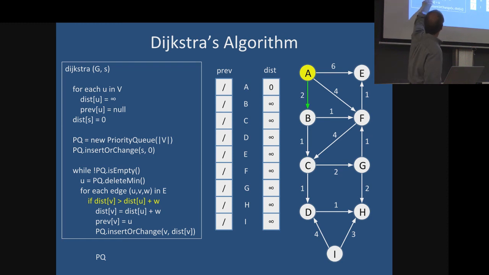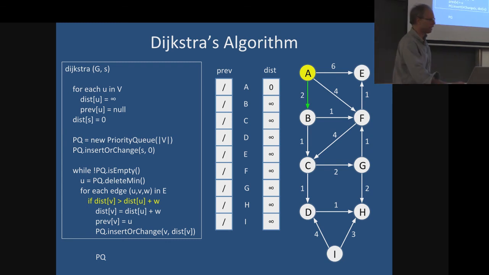So what we're saying is, if the shortest path we know currently is bigger than what you would get if you went from A to U and then followed the edge from U to V. In this case, the distance to U is A, so the distance to U would be 0 plus 2. So this says there's a path of length 2 to B, and the one we know so far is infinite, so we need to pay attention. So we'll update that. We execute this, and it's going to update the data structure.